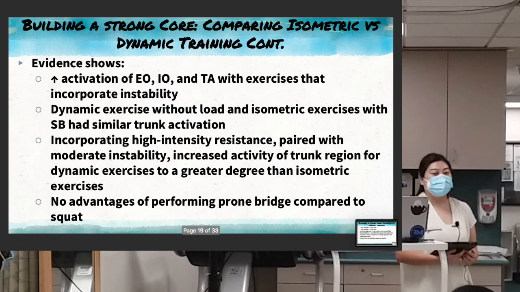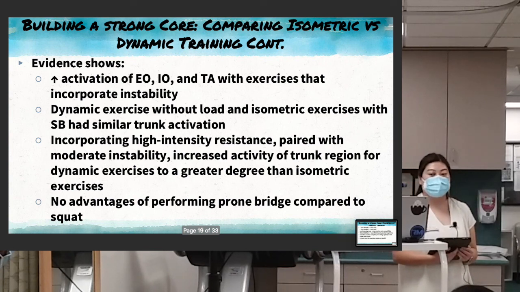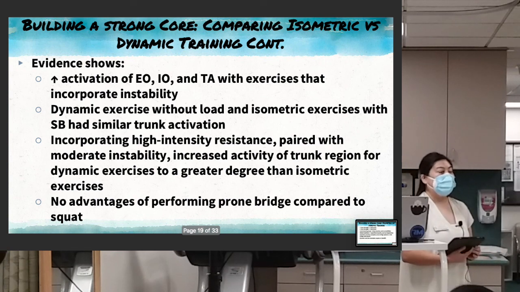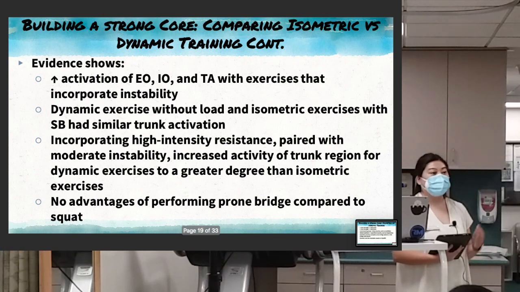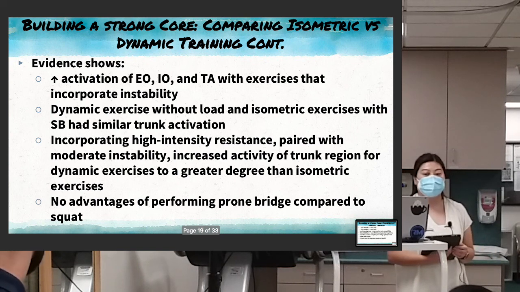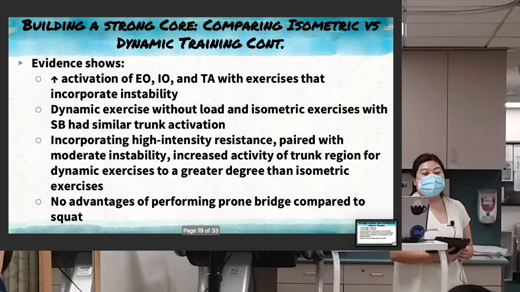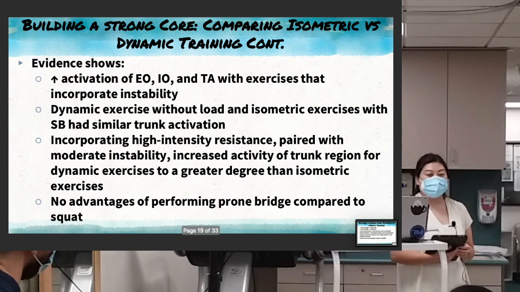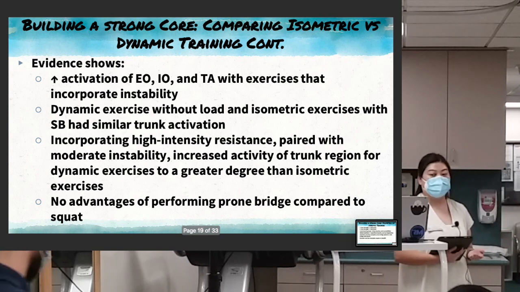So evidence has shown that there is an increased activation of external oblique, internal oblique, and transverse abdominis with exercises that incorporate instability. And instability just means like addition of a Swiss ball or an external load. Dynamic exercises without load, so body weight squats and body weight hip thrusts, and isometric exercises with a Swiss ball had similar trunk activation. So incorporating high intensity resistance paired with moderate instability, so now you're adding an external load to those squats and deadlifts.